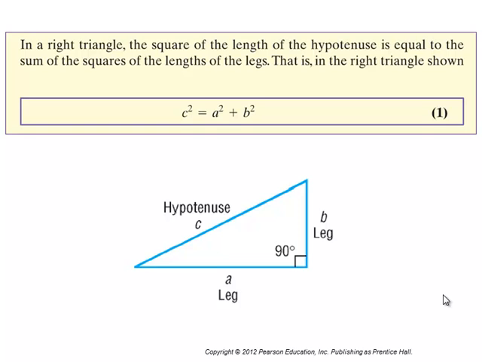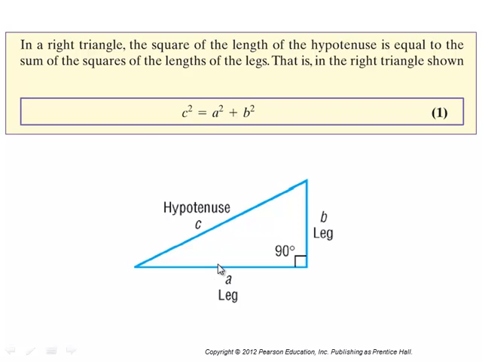So here's what the Pythagorean theorem says. Suppose that you've got a right triangle, as in a triangle with a 90-degree angle. Well, it turns out that if you take the square of the length of one leg plus the square of the length of the other leg, the sum of those squares of lengths is always going to be the square of the length of the hypotenuse.